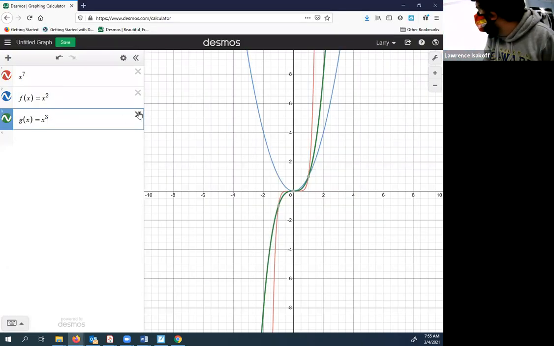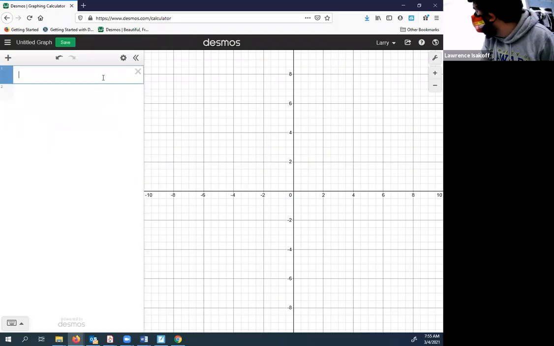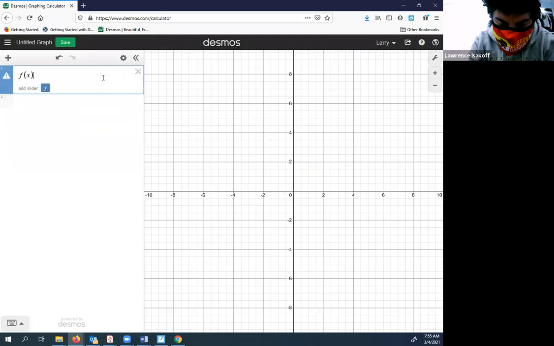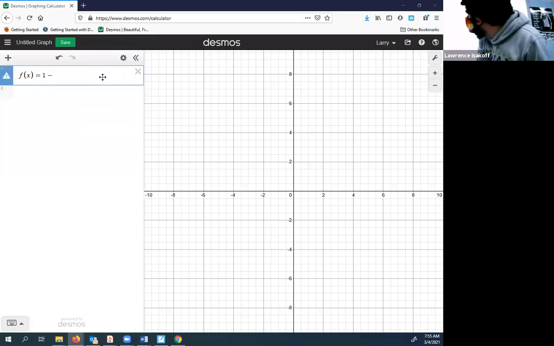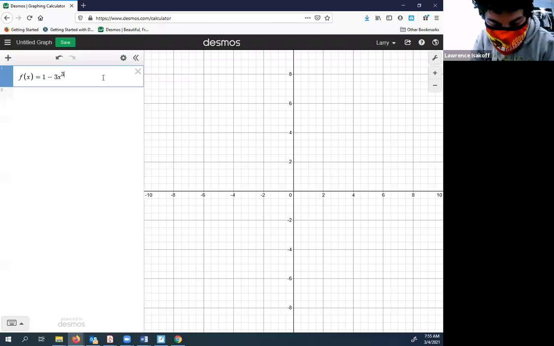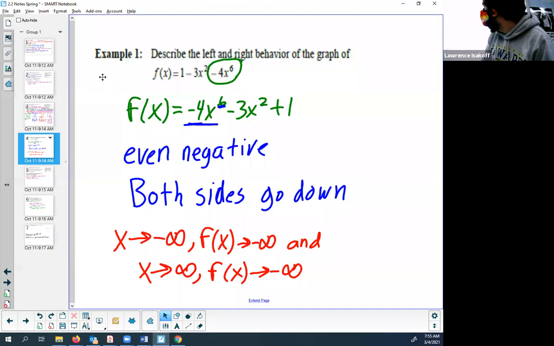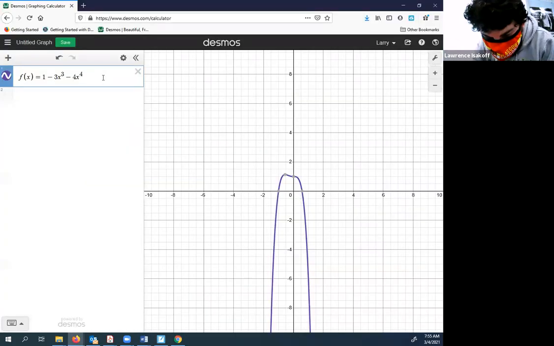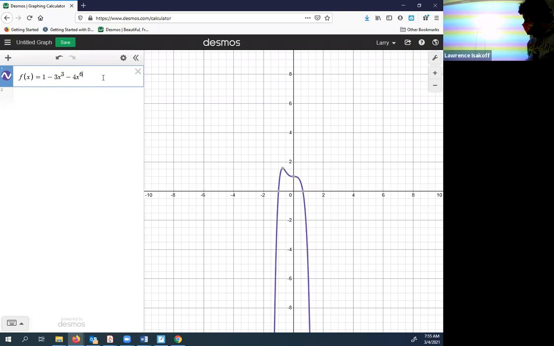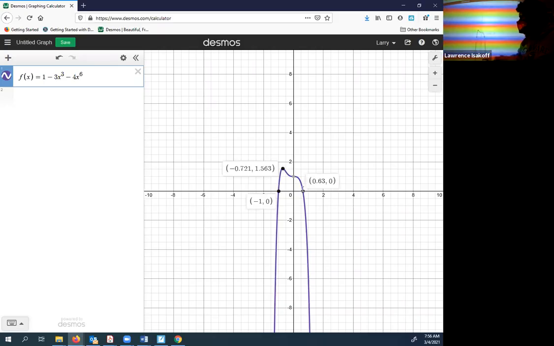I'm going to delete out my old graphs and type this in. So this said f of x is equal to 1 minus 3x squared minus 4x to the 4th. Or no, to the 6th. And there we go. Now I do have like a max here. I do have some zeros. I have a y-intercept. All that is somewhat important information we'll get to later.